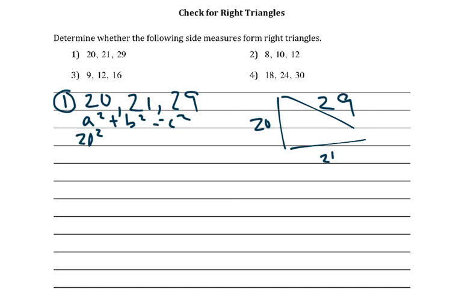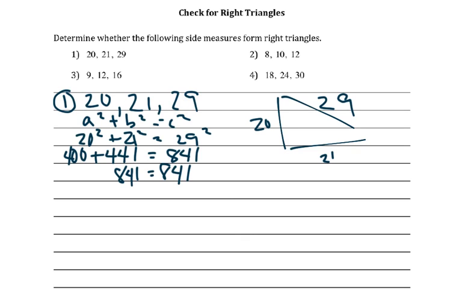So I have 20 squared plus 21 squared is equal to 29 squared. And I'll type some of these into the calculator. I know this is 400. Just know that. I know this is 441. That one I had to type in. Now, 29 squared I definitely don't know. That gives me 841. Now, when I add up the left side, I get 841 equals 841.